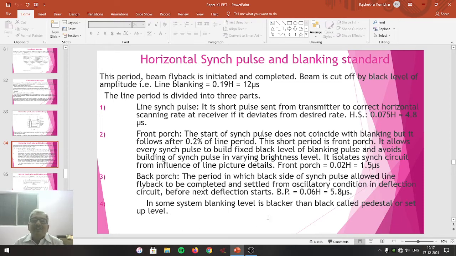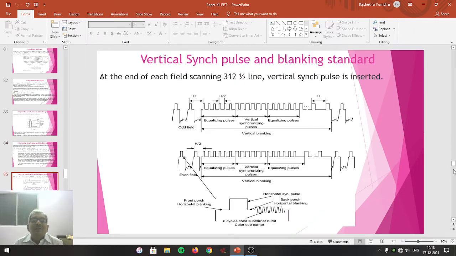Friends, these are the standards of the horizontal sync pulse and also the blanking pulse which are used in television communication system. Now we are going to study the vertical sync pulse and its blanking standard.